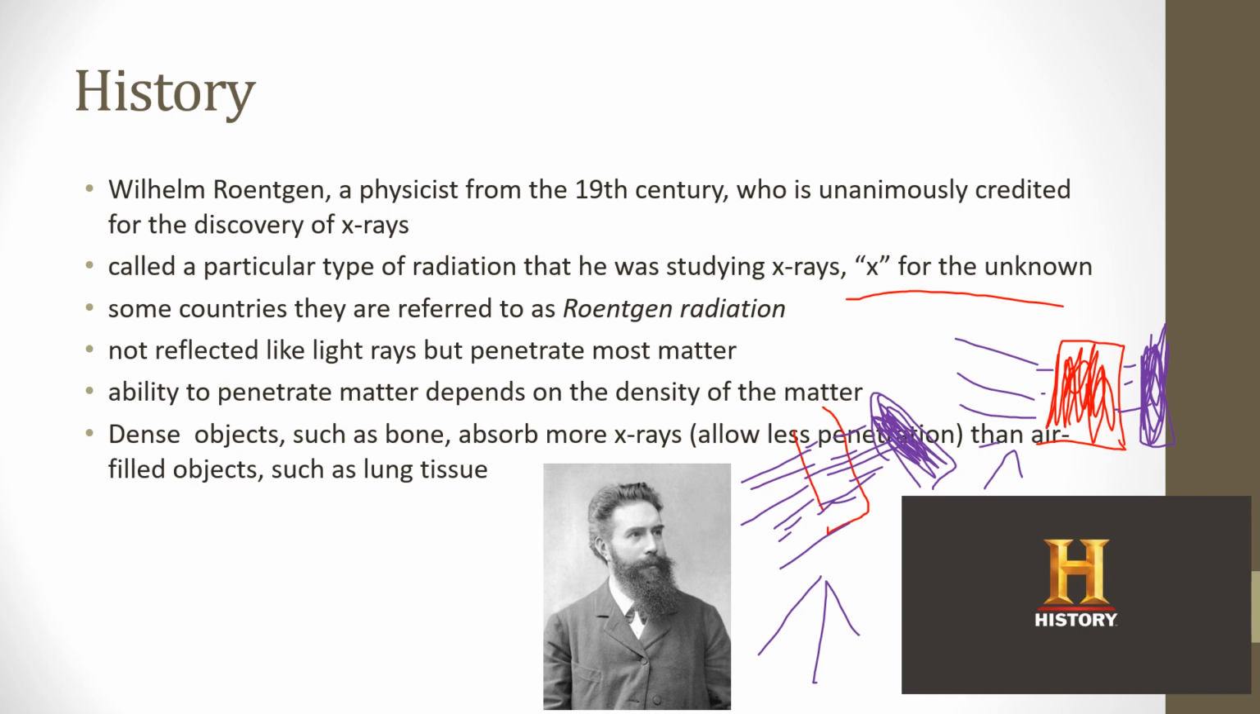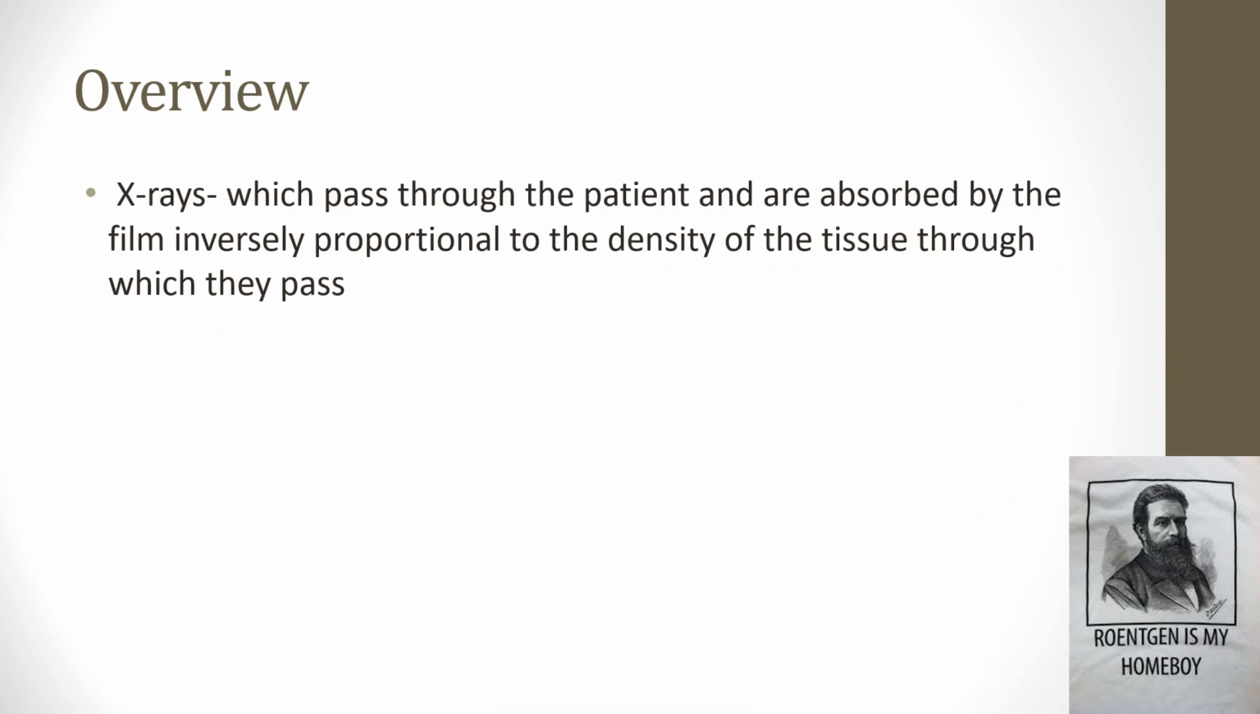So dense objects such as bone absorb more X-rays and allow less penetration, like this example we talked about with just a solid brick, compared to objects that are filled with air, like the lung tissue, which is like this hollow brick, right? We see a lot more of it going through there, and therefore it's radiolucent if it's more hollow. So those are the big things to remember.